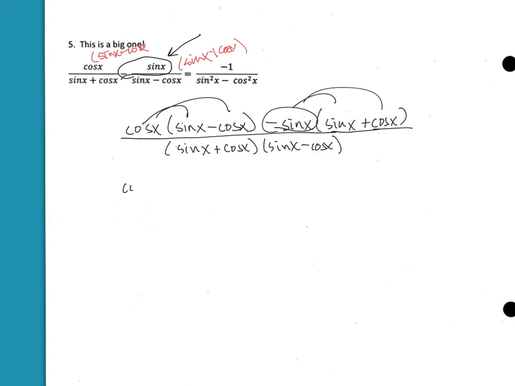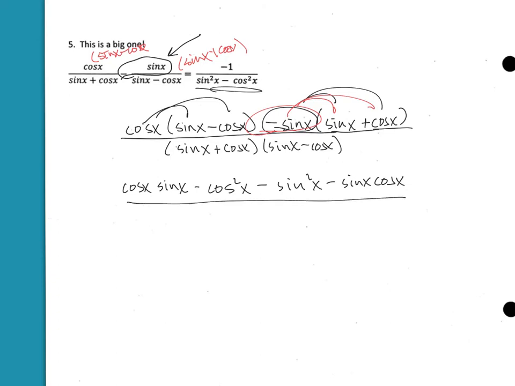So I get cosine x sine x, minus cosine squared x. Now again, it is negative sign that's being distributed. So this is going to be negative sine squared x minus sine x cosine x. The denominator, I'm always looking at my answer. The denominator looks like we should multiply this together, so I'm going to do that. So this is going to be sine squared x minus cosine squared x, because that's the difference of two squares, and that's what you get when you use FOIL on that.